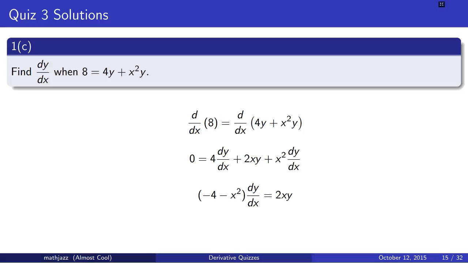We now move all of the terms that have a dy/dx to one side, and the terms that don't, or the term that doesn't, I should say, we leave on the right-hand side. We factor out the dy/dx, and then we divide by negative 4 minus x squared, so we get dy/dx equals negative 2xy over x squared plus 4.